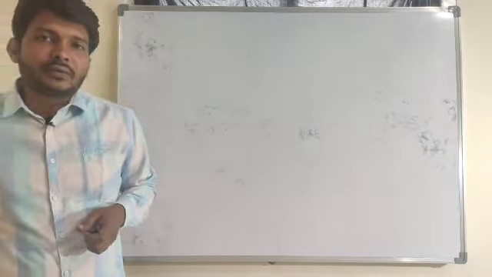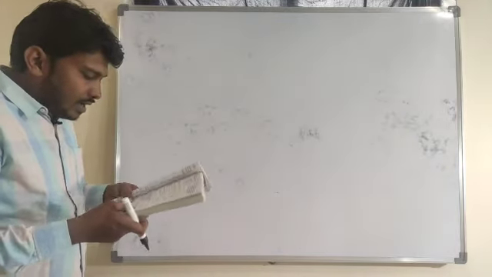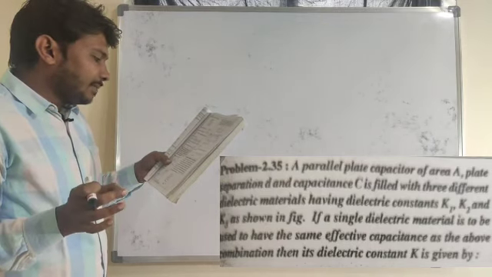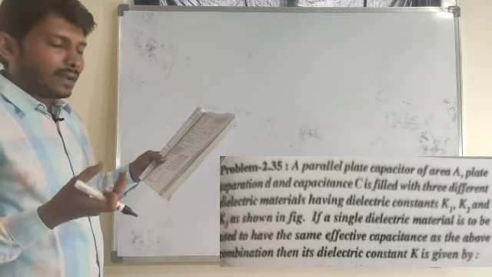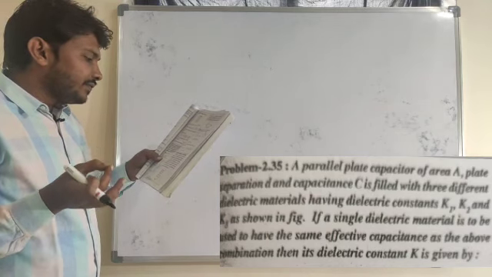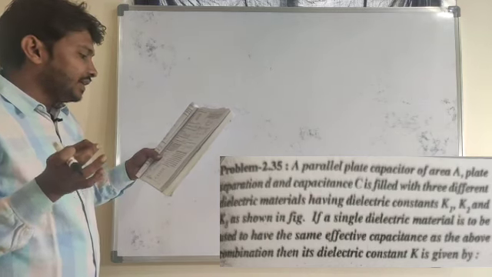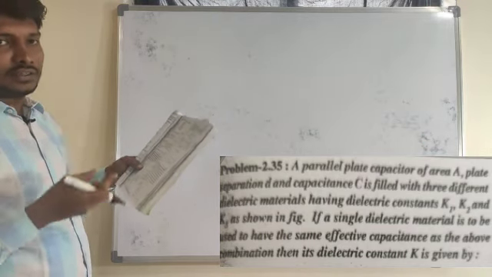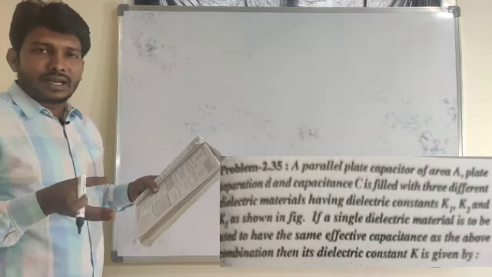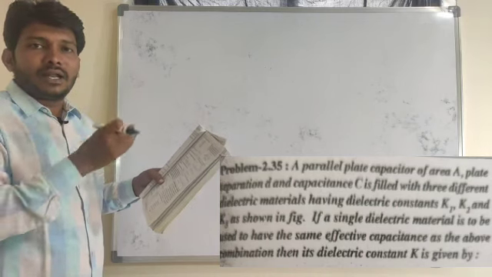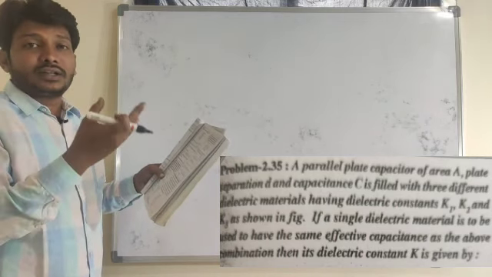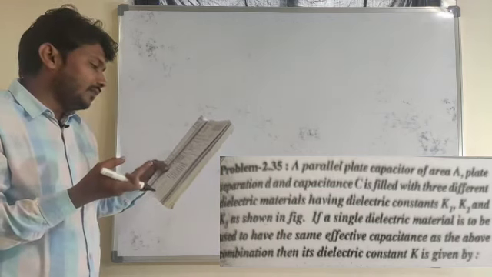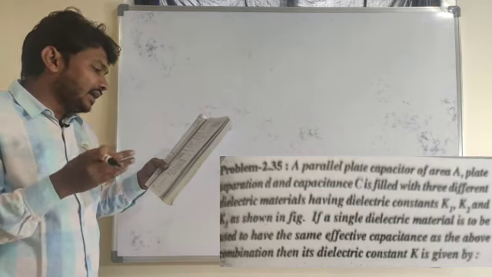So let me read out the question here. A parallel plate capacitor of area A, plate separation D, and capacitance C is filled with three dielectric materials having dielectric constants K1, K2 and K3. Look at here, one parallel plate is there, and between that parallel plate it is filled with three dielectric materials having different values K1, K2 and K3 as shown in the figure.